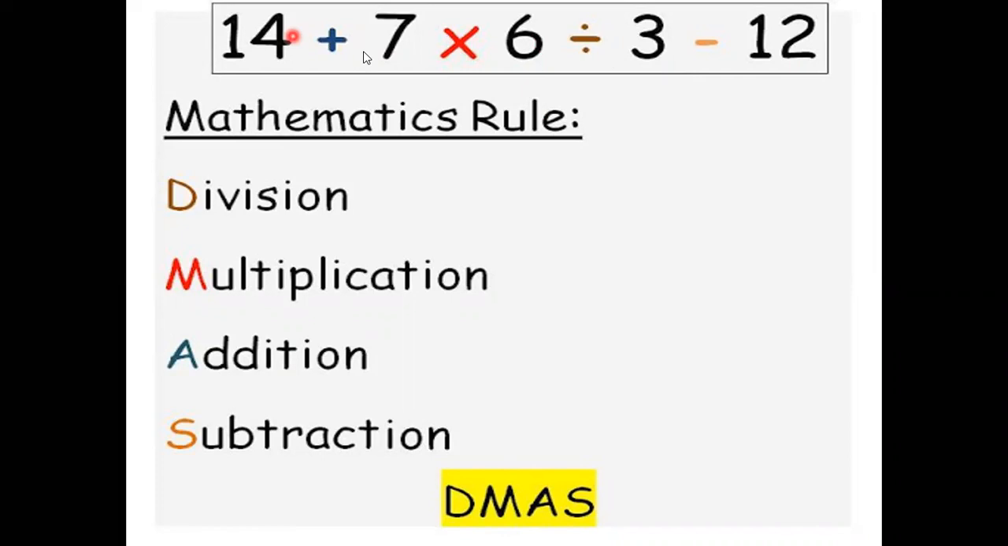So according to the DMAS rule, in this question you have to solve division first. So we have to check where the division sign is. Here is the division sign, and it is in between 6 and 3. So we have to divide 6 and 3. Then after getting the answer, you have to replace this part with the answer, put the answer here, and then continue your steps according to the rule.